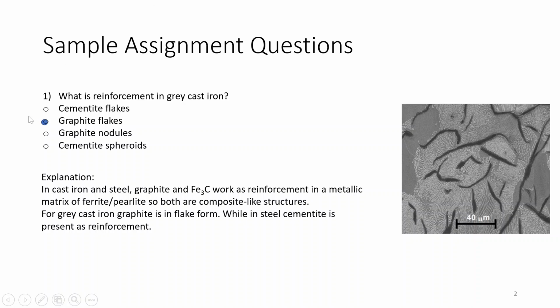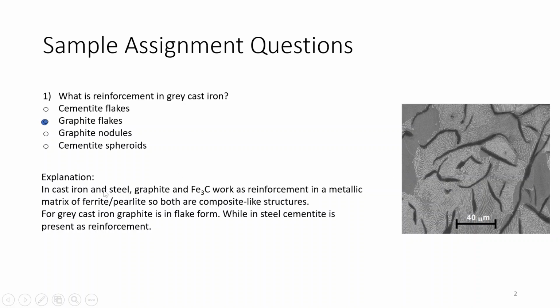Okay, and the other options are for different types of cast irons. Cementite flakes, graphite nodules and cementite spheroids will be in nodular cast iron and other types of cast irons. So this is what the microstructure of cast iron looks like. Here these gray parts are the graphite, the other part around it is pearlite, and the single color part is the ferrite.